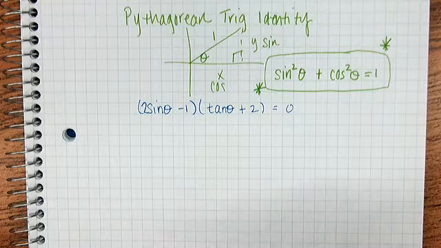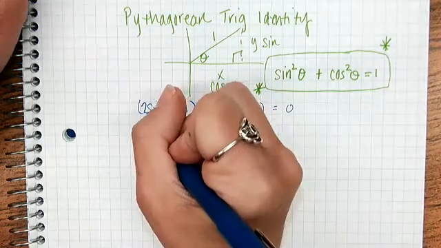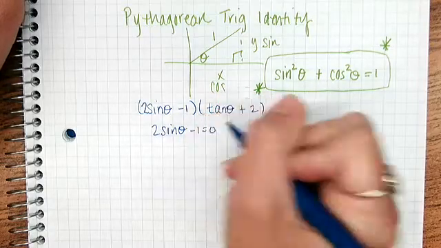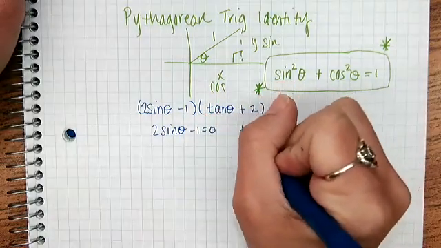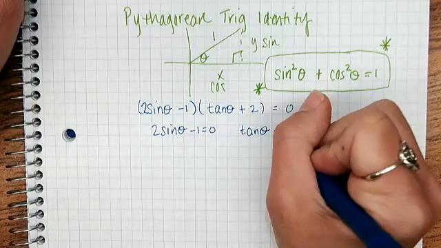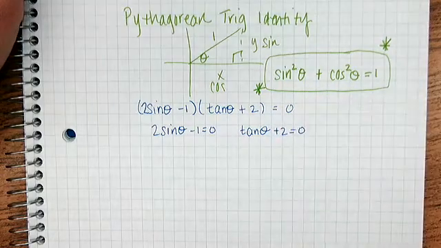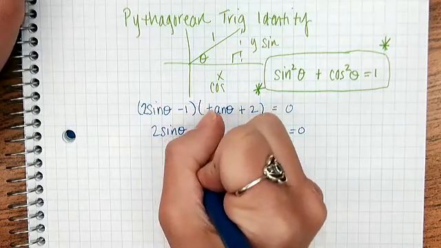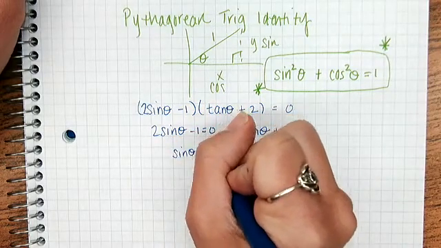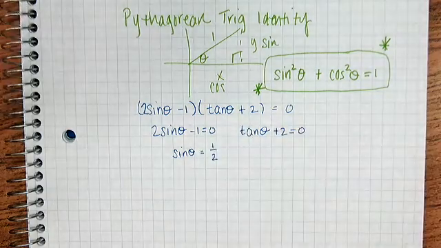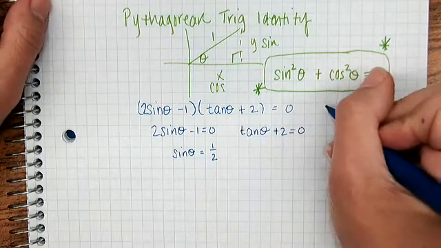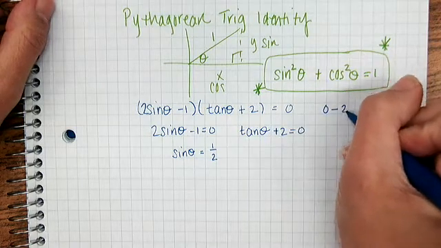Okay, so zero product property. So we would say 2 times the sine of theta minus 1 equals 0. Feel free to skip that step. Tangent theta plus 2 equals 0. Again, feel free to skip this step. So now we're going to be working backwards, and I'm going to say the sine of theta is 1/2. I'm not using inverse notation. And let's solve from 0 to 2 pi.